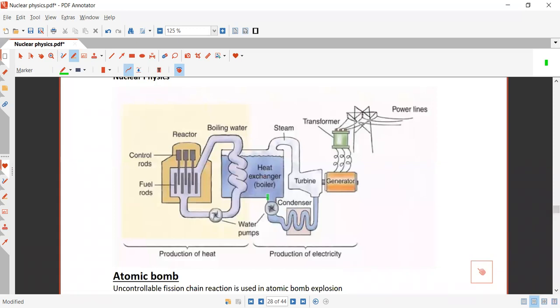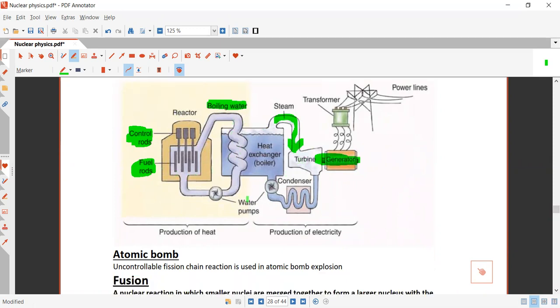So here is a schematic diagram of a simple nuclear reactor that we have. The control rods are made of boron, the fuel rods are made of uranium, right? Heat is going to boil the water and that is going to produce steam. Steam is going to go to the turbine. Turbine is going to drive the generator, which is going to produce electricity, right?